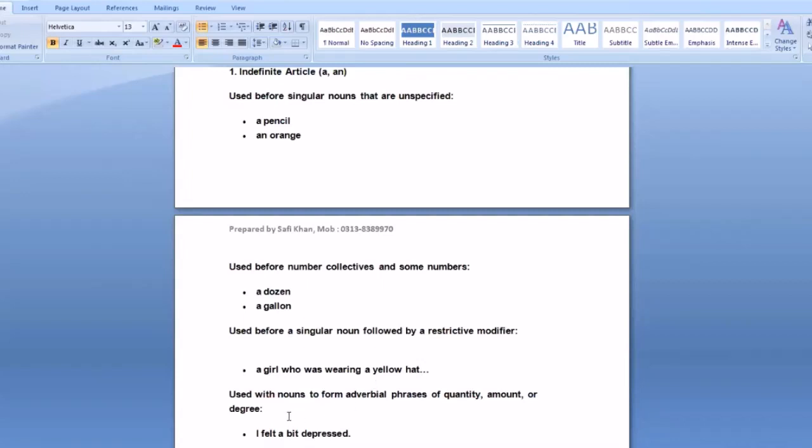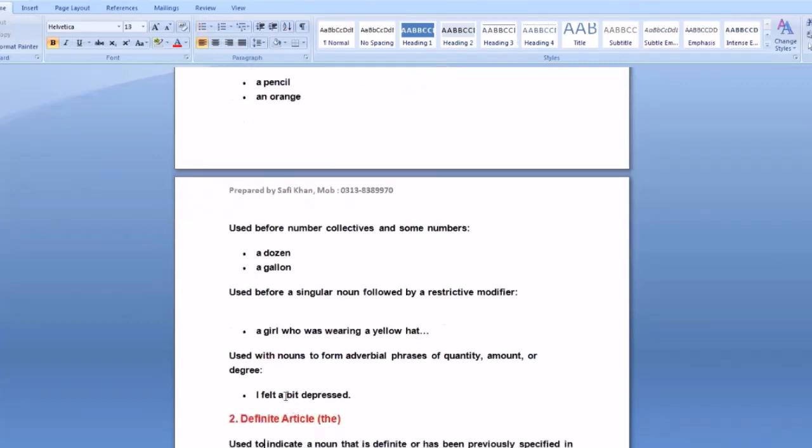Okay. Used with nouns to form adverbial phrases of quantity, amount, or degree. I felt a bit depressed. I felt depressed. It's absolutely okay if we want to say I felt depressed. And if we say I felt a bit depressed, it's correct too. But there is a certain difference. When I say I felt depressed, I'm uttering a general statement. If I say I felt a bit depressed, I'm again specifying it, my situation, my feeling.